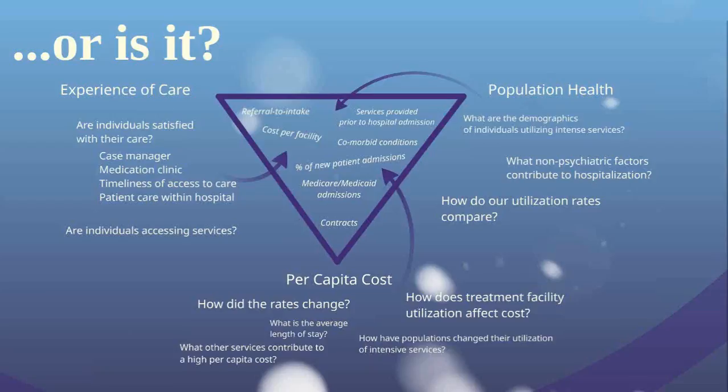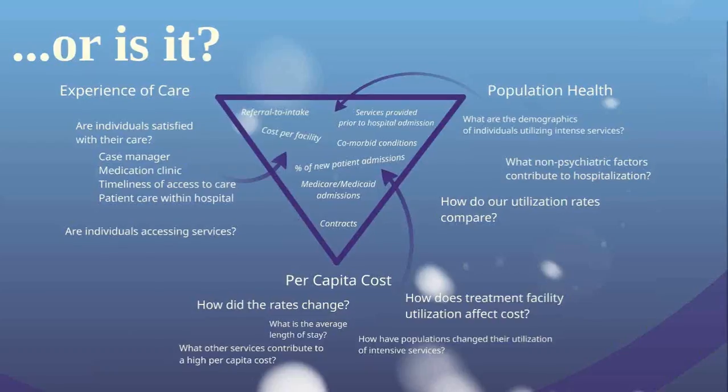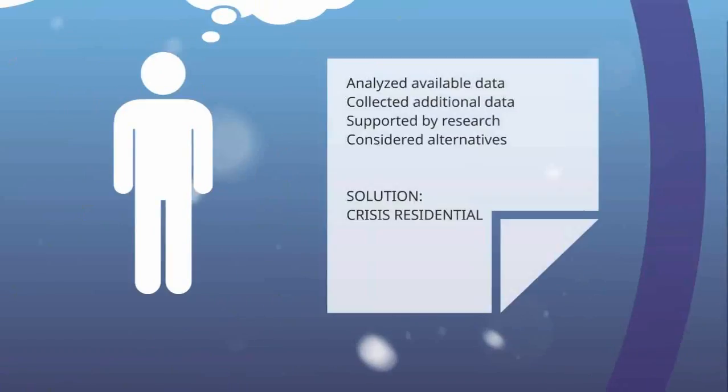That's a really good point. Yeah. So this is before we're even deciding what we're doing. We're kind of exploring all these avenues so we can really understand the problem as well as we can. From there, we will analyze the available data. We'll collect additional data. So maybe we survey for 2 or 3 months how many people would have used crisis residential, but it wasn't available. We'll do research and recognize that in this case, crisis residential services are supported by decades of research in their efficacy and their results. And we'll consider alternatives.